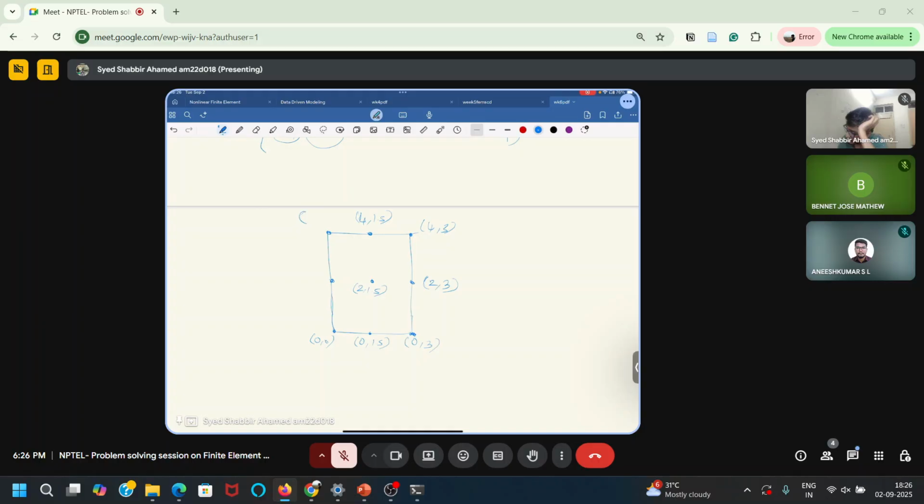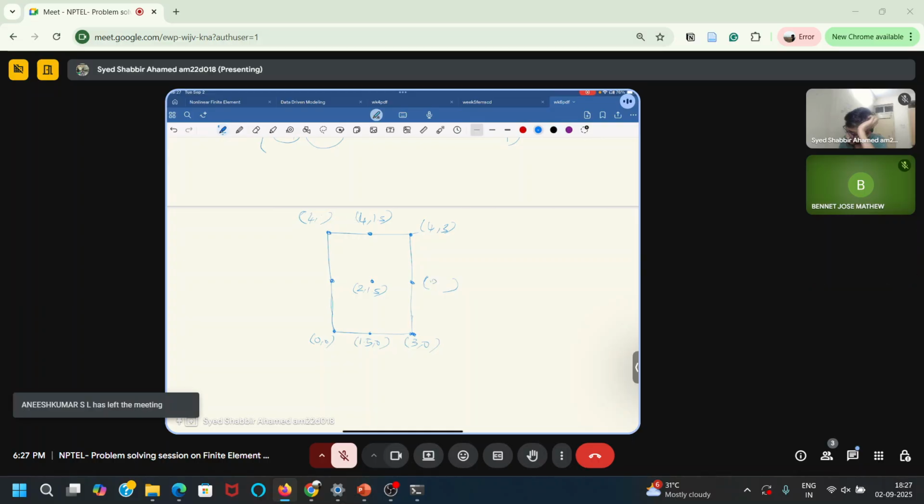This is 0, comma 4, sorry, 4, comma 0. I've written it wrong. So this is 1.5, comma 0, this is 3, comma 0, this is 3, comma 2, and this is 3, comma 4. This is 1.5, comma 4, and this is 0, comma 4. And this is 1.5, comma 2. This is 0, comma 2. So these are our 9 nodes and their coordinates.